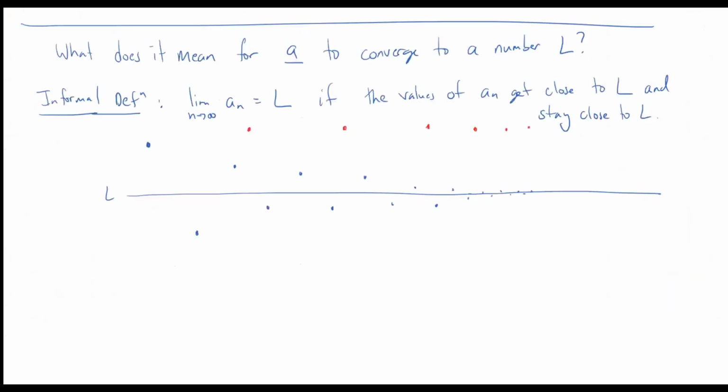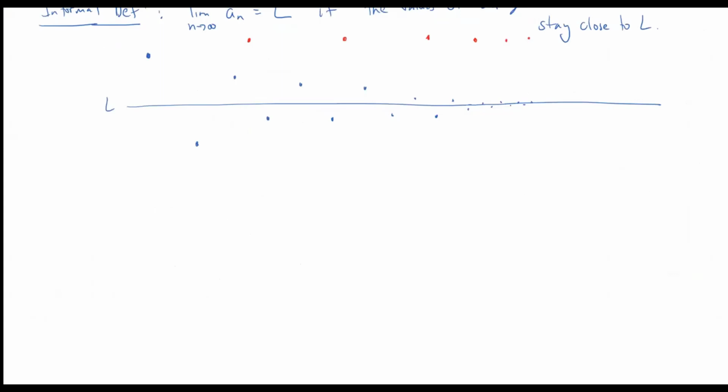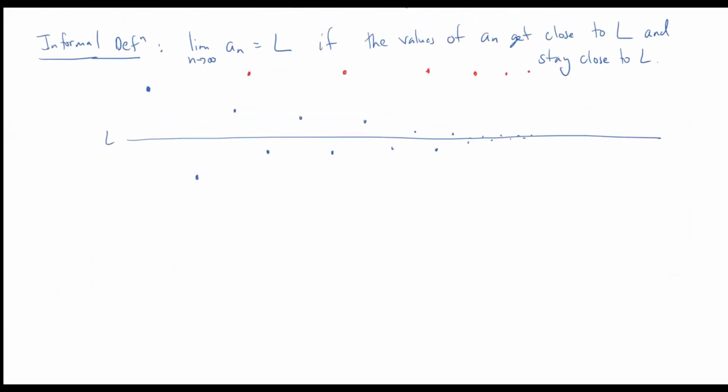All right. So in order to build a useful definition, not just an intuitive definition, we're going to have to make these phrases precise. What do we mean by get close? And what do we mean by stay close? All right. So we're going to do this in stages. So first definition.